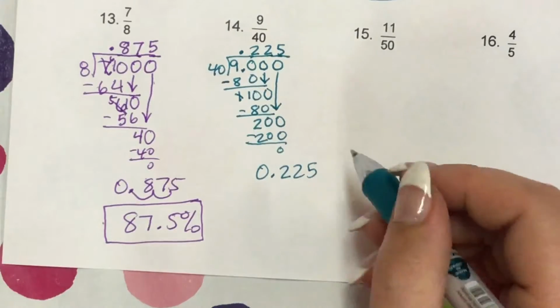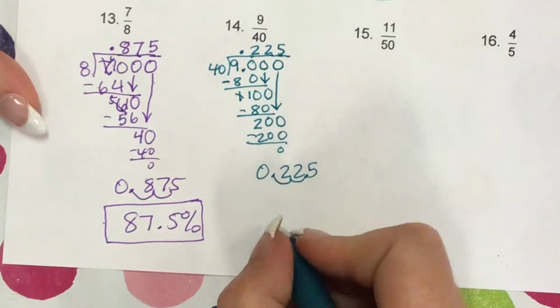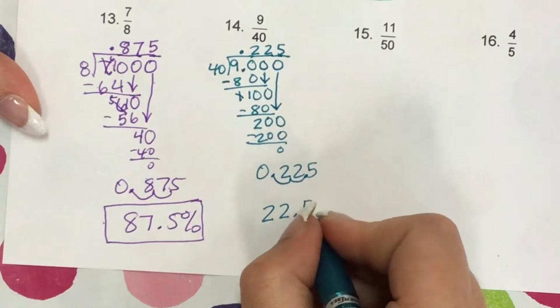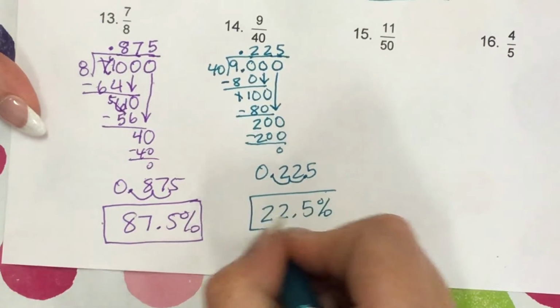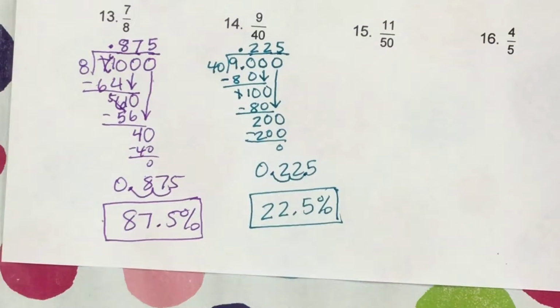0.225. I'm going to convert this into a percentage just by moving it over 2 places to the right. And I'm left with 22.5%. Perfecto. All right, so if you got that one right, great job. Okay, let's move on to problem 15.